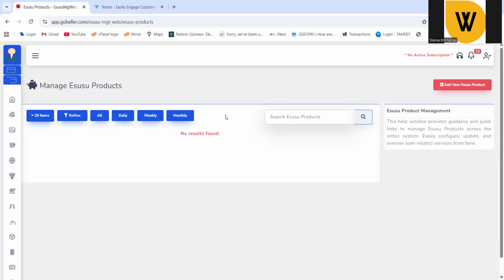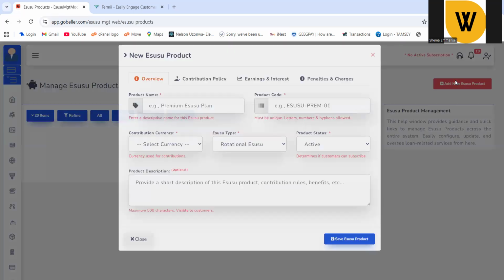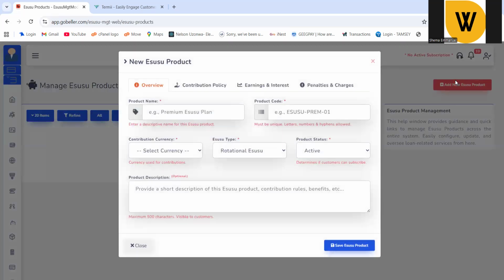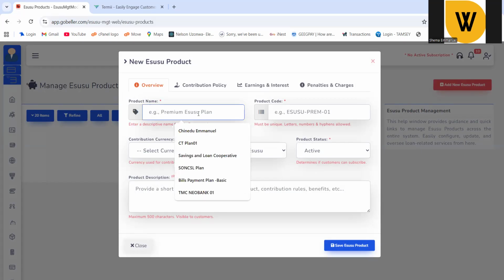So what does the product basically do for you? The product allows you to create different categories of savings for your customers. I'll be giving a demo of this and how it works. Then of course, we are happy to respond to any question, either in the comment section or directly by message sent to us. So first of all, you need to enter the savings name.